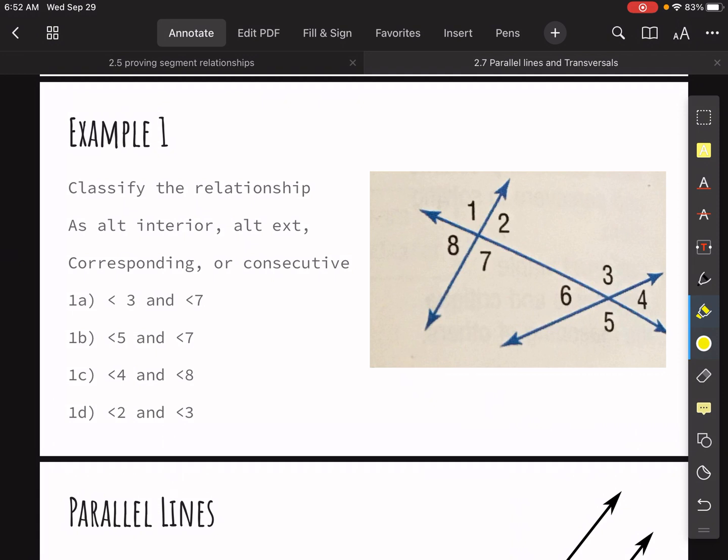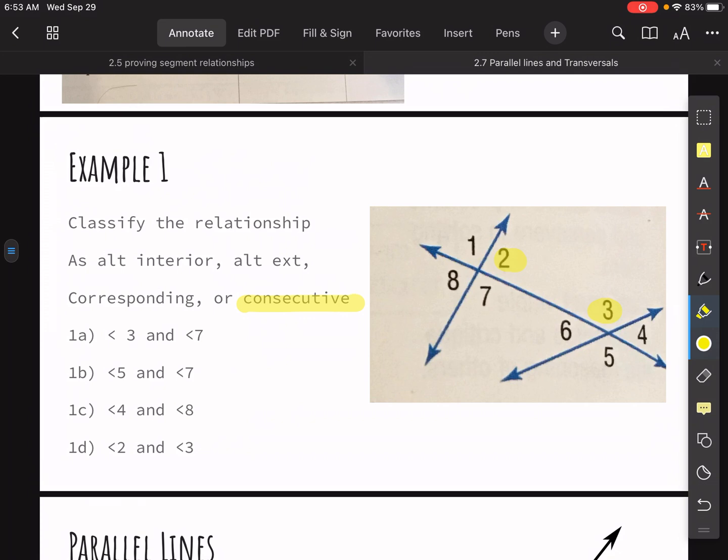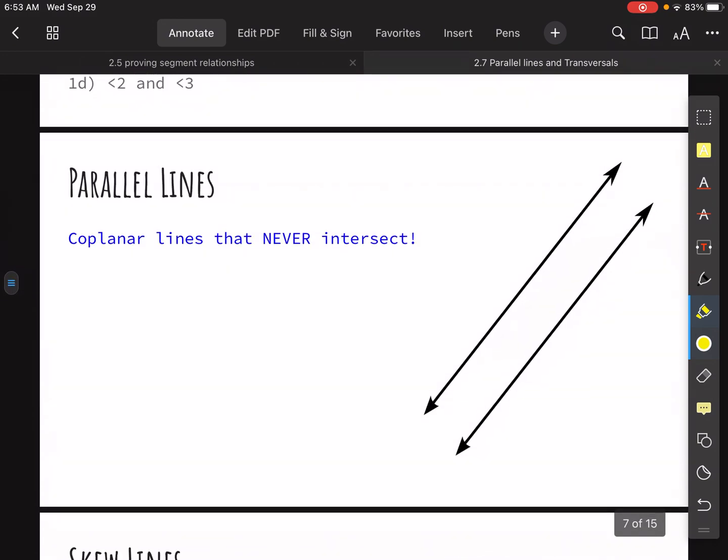Now let's look at 4 and 8. These are on the outside of these lines, on opposite sides of the transversal. So this is going to be alternate exterior. And then the final one, 2 and 3. They're both on the same side of the transversal. They're both on the inside. Since they're on the same side, they can't be alternate, right? Alternate means opposite. So this would have to be consecutive, one right after another. It makes sense. There's nothing in between them. Okay, so the first part of this assignment is just identifying those relationships.